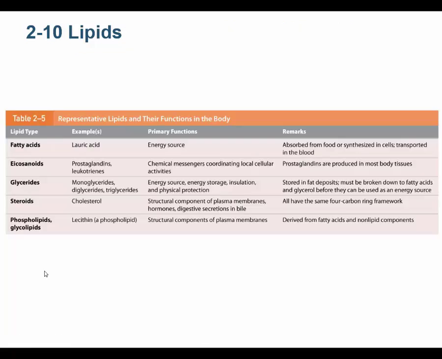Here's a table showing you the different lipids. And that's it for carbohydrates and lipids. Next coming up is proteins and nucleic acids.